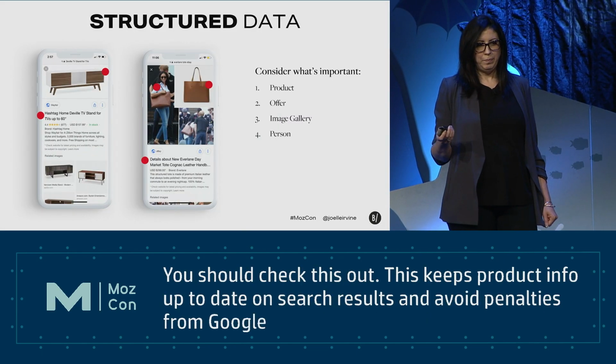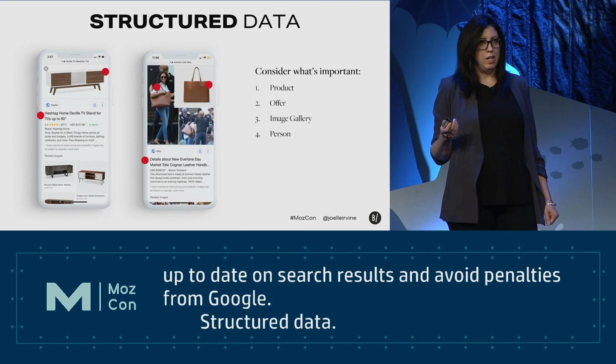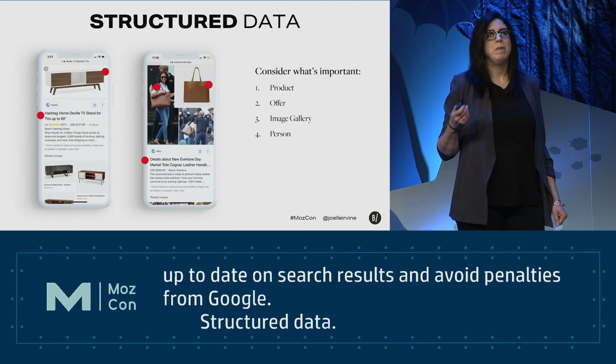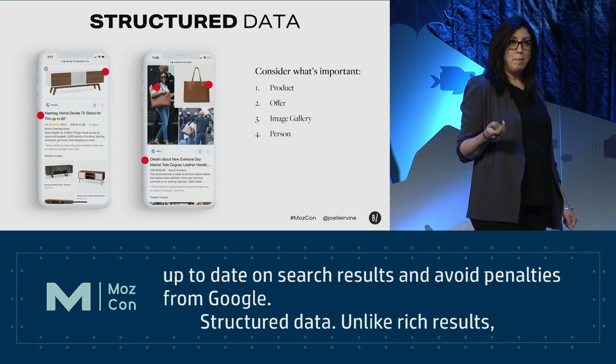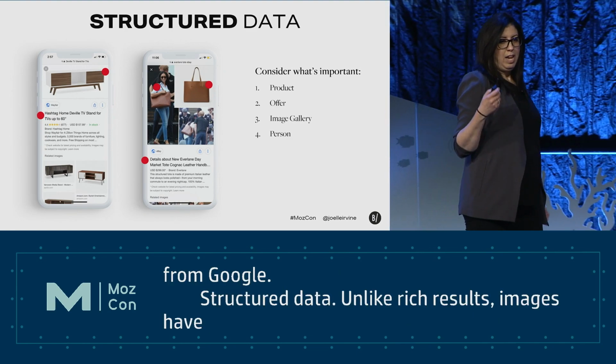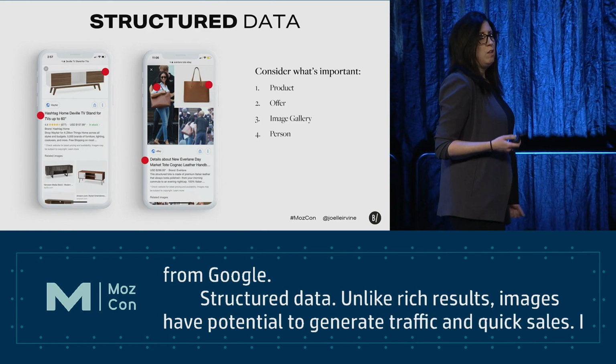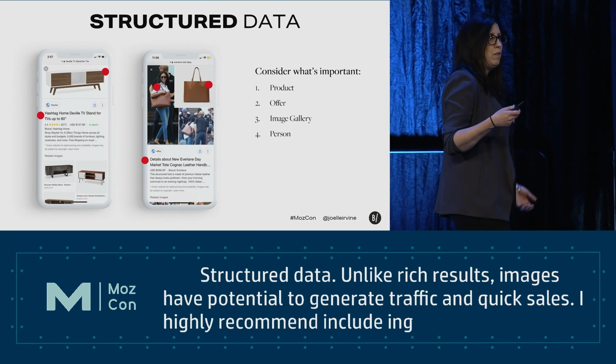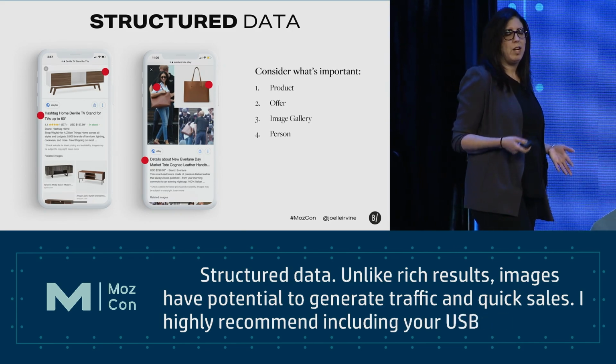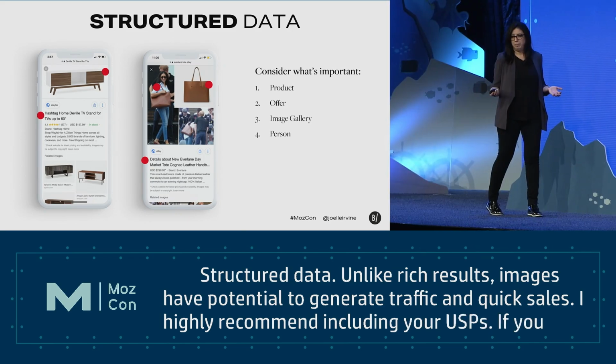Structured data. Unlike many rich results, product images have potential for generating traffic and potentially quick sales. In the product description, I highly recommend including your USPs. So for example, if you have free shipping, include it there. It could be the deciding factor in a click.